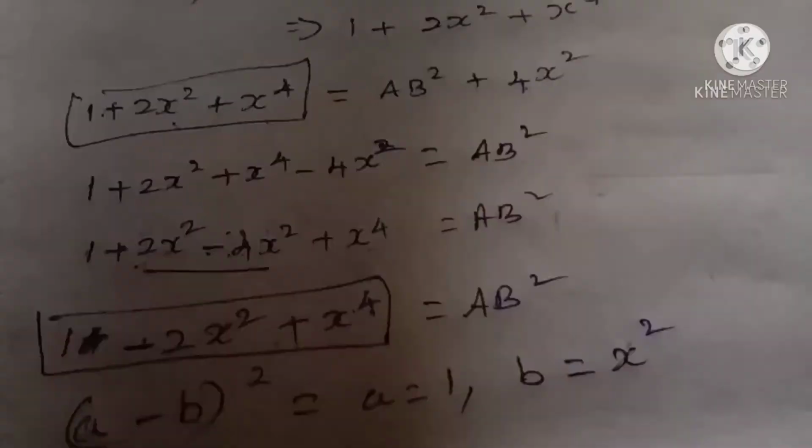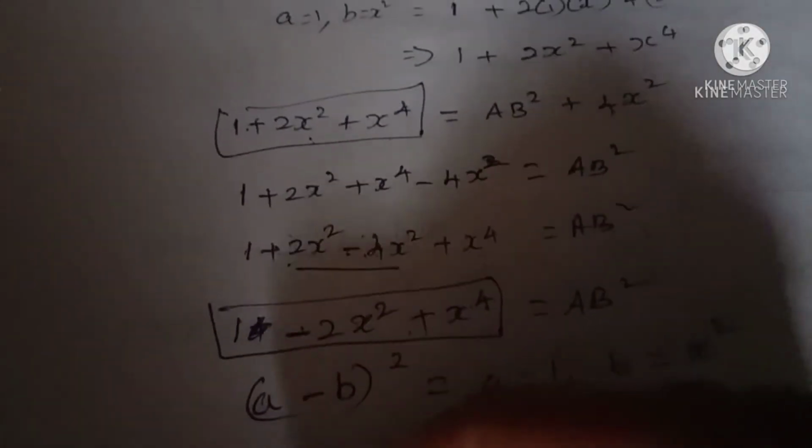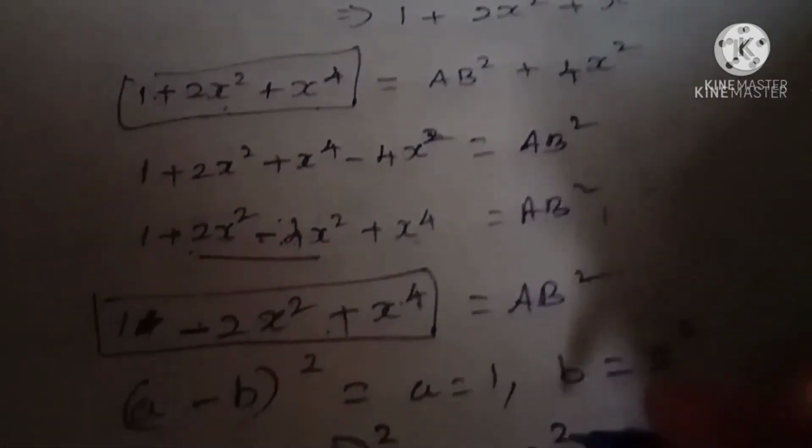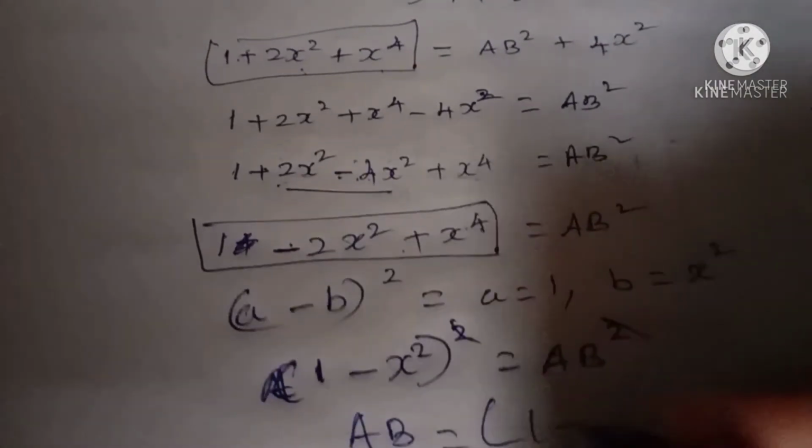Therefore 1 minus x square the whole square is equal to AB square. So cancel the square. Therefore AB is equal to 1 minus x square. Have you understood this one?